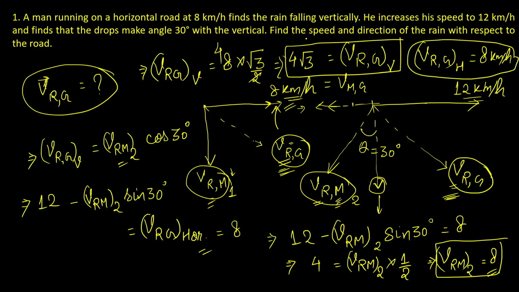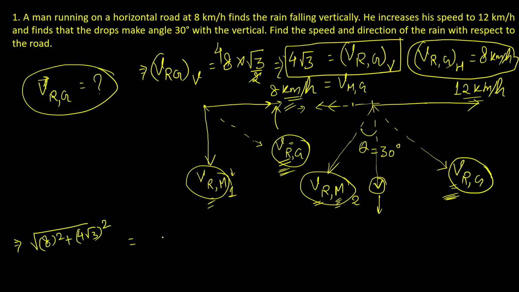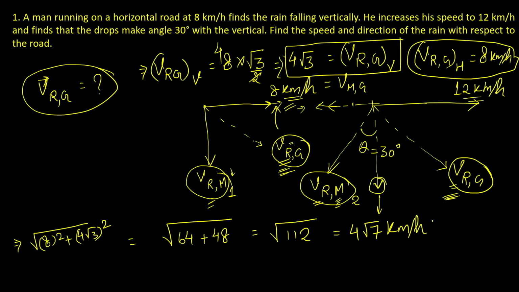How? We need to find the speed and direction of the rain with respect to the road. First of all, speed. We know V_RG vertical and V_RG horizontal, that is the horizontal and vertical components. We just need to take the square root of a squared plus b squared. That is 8 squared plus (4 root 3) squared. So that will be the square root of 64 plus 48, that is equal to the square root of 112, and that can be reduced to 4 root 7 kilometers per hour. That is the speed, the magnitude of the velocity.